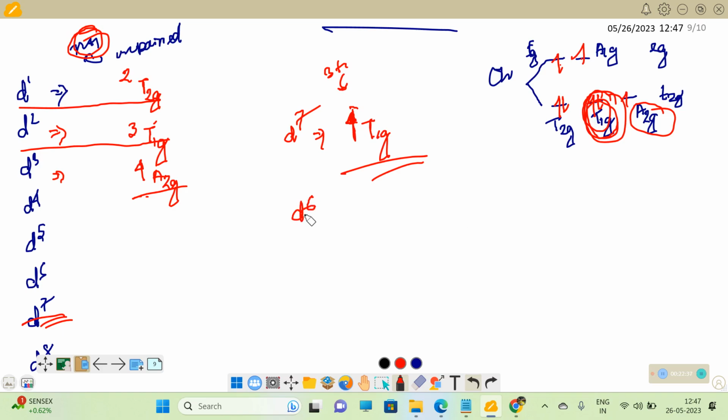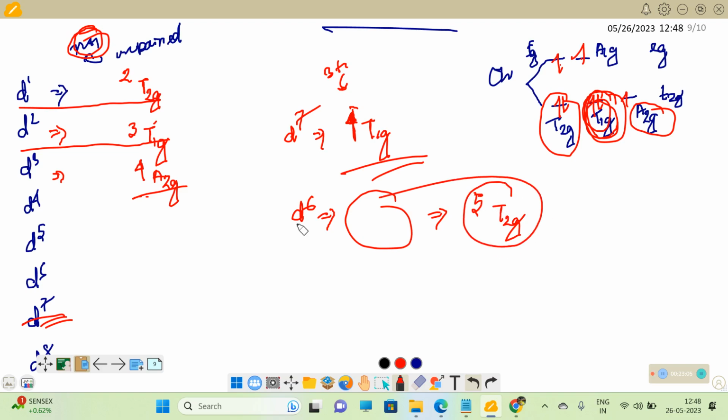And for d6, again, comment how. Just pause the video and make it yourself. Just solve it yourself. What will be the term symbol of this d6? Pause the video and do it by yourself. So I am writing again the d6 system, the last electron is filling in here. So the term we will take is T2g, and the number of unpaired electrons is 4. So the value here will be 4 plus 1 equal to 5. 5T2g will be the term symbol. So that much easy.